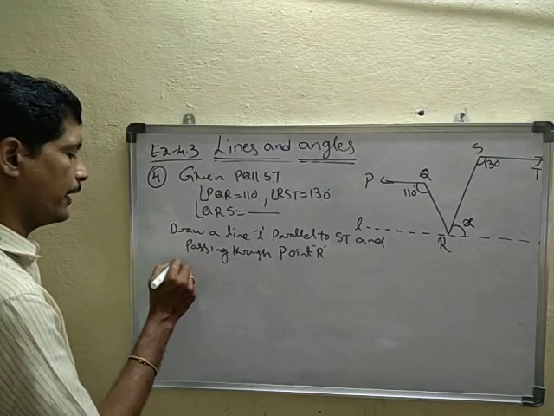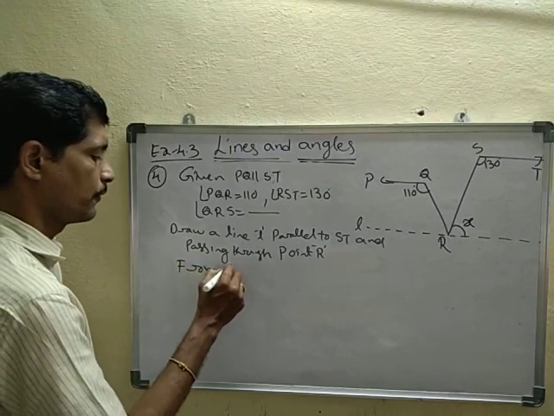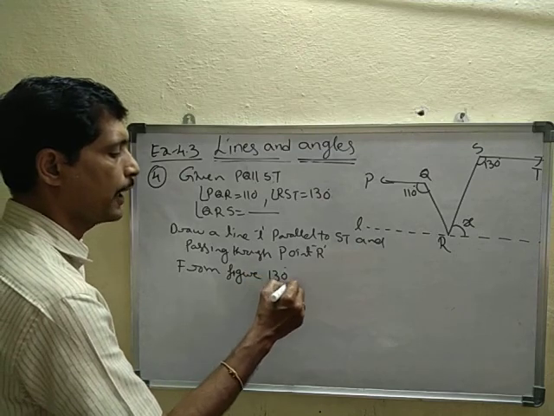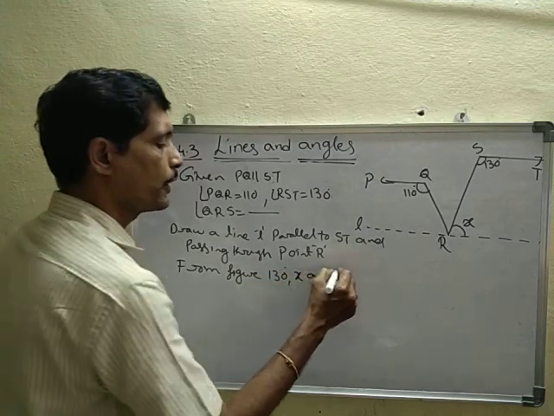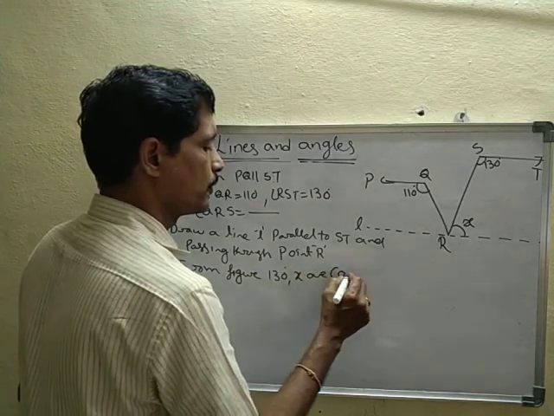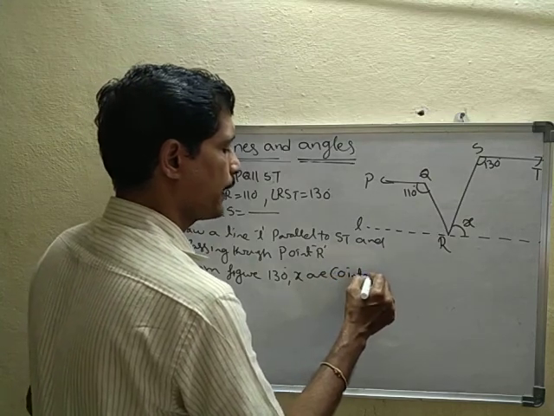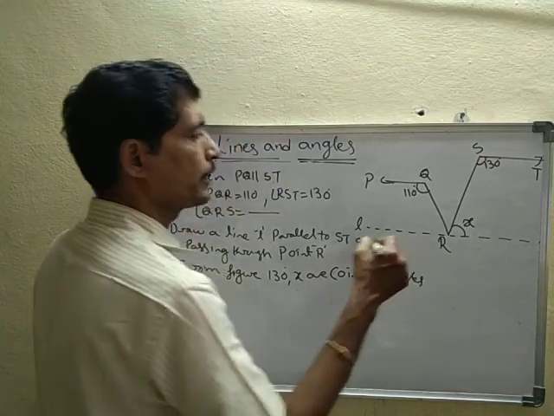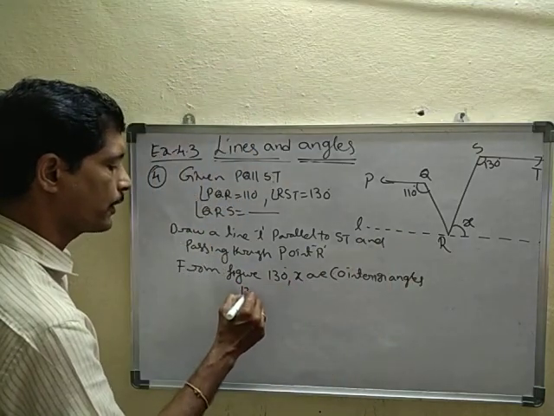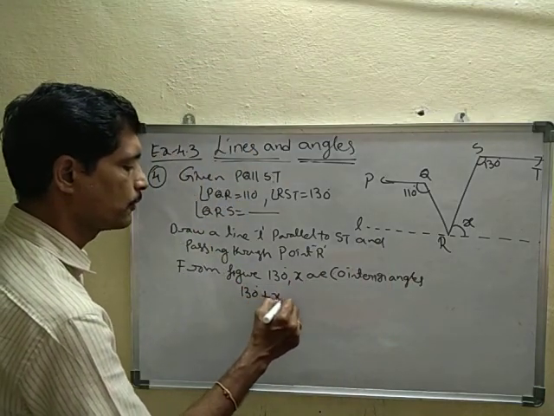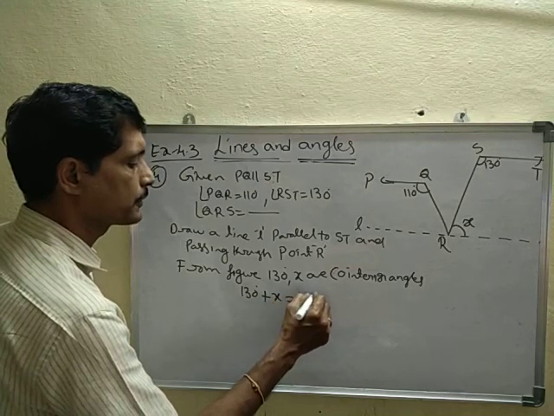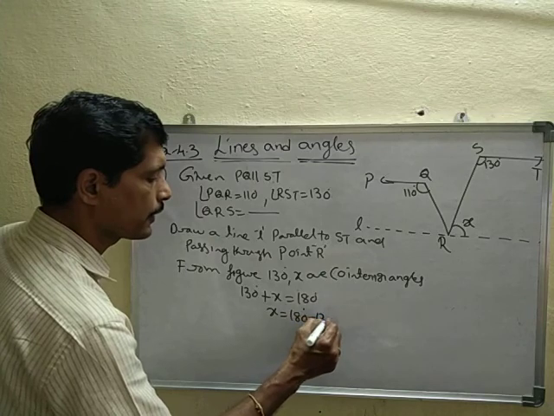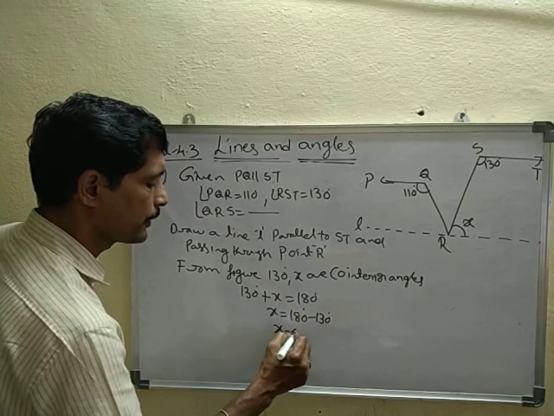Here from figure, 130 degrees and X are co-interior angles. Sum of co-interior angles equal to 180. Therefore, 130 plus x equal to 180 degrees. Therefore, x equal to 180 minus 130, x equal to 50 degrees.